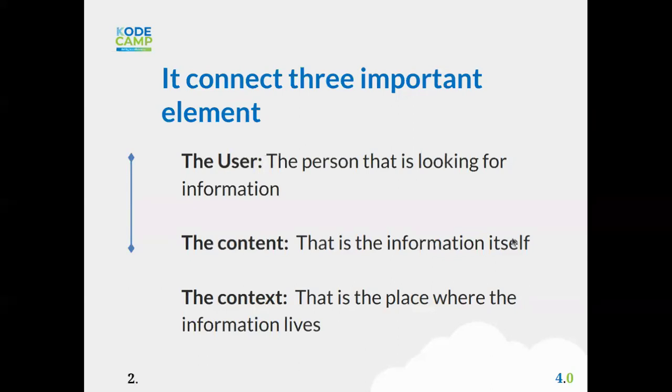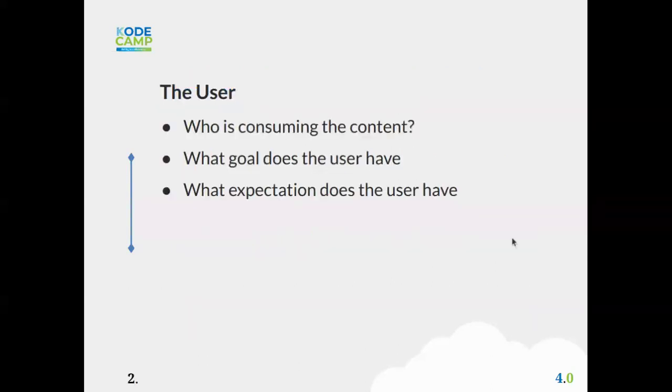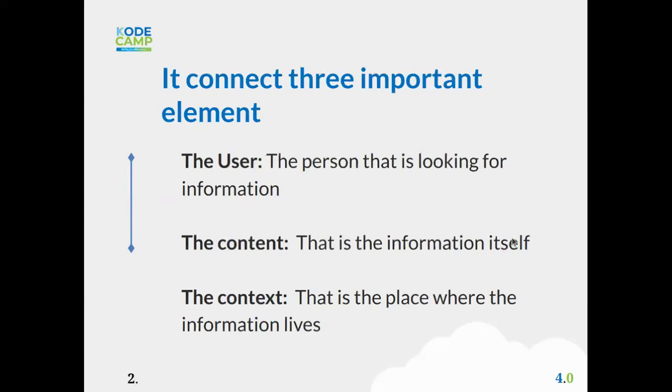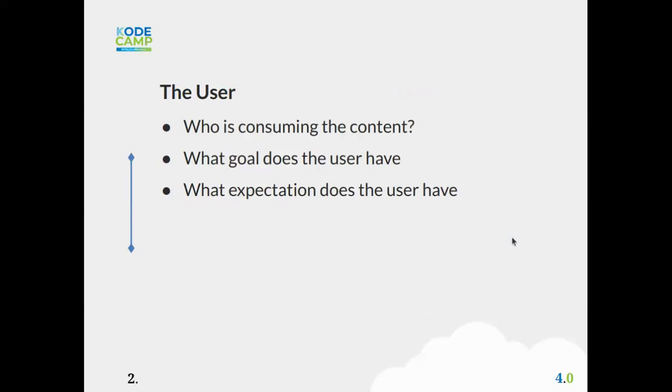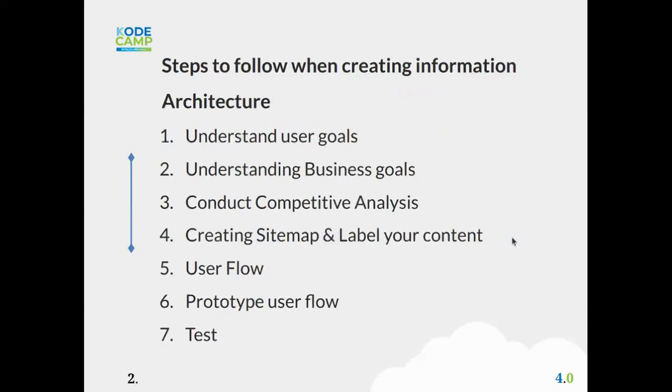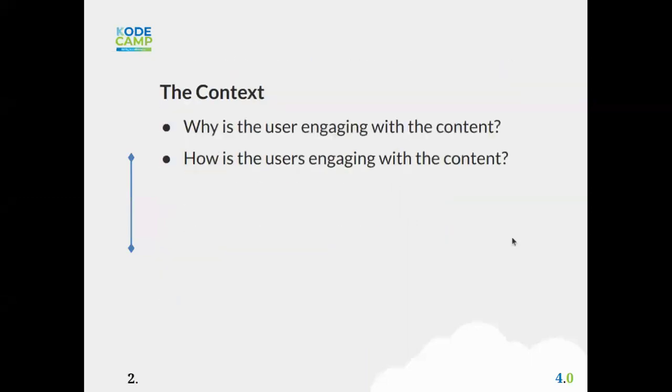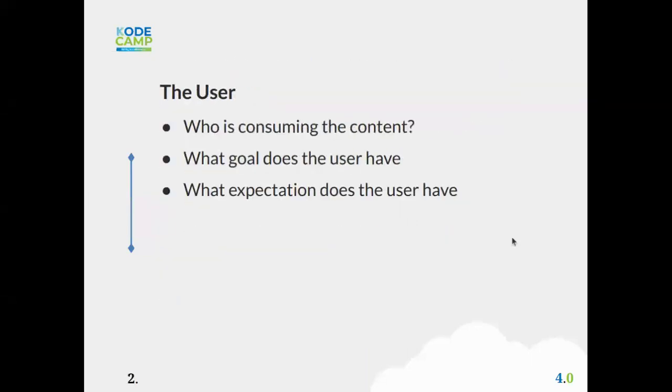So for the person looking for the information, there are different places in which people can go to find information. It can be maybe somebody goes to Google to search for information about a particular product. So let's just move further. For the user who is consuming the content, what goal does the user have? What expectation do they have?